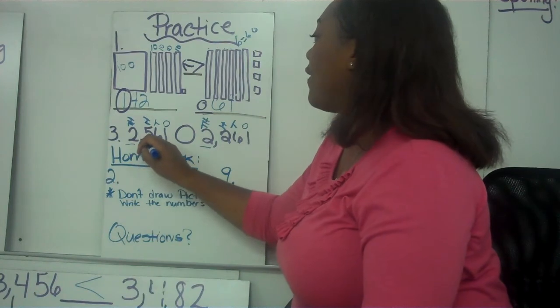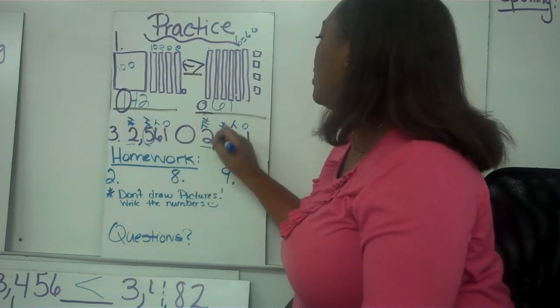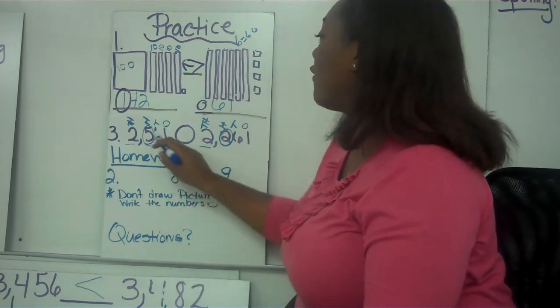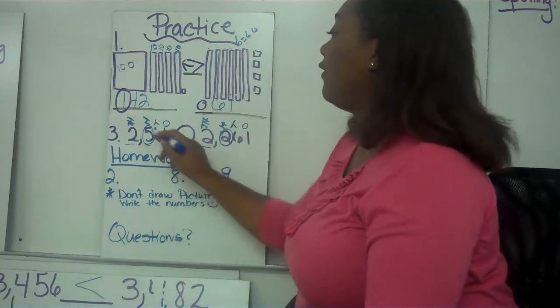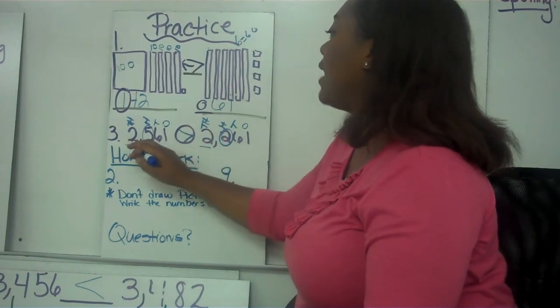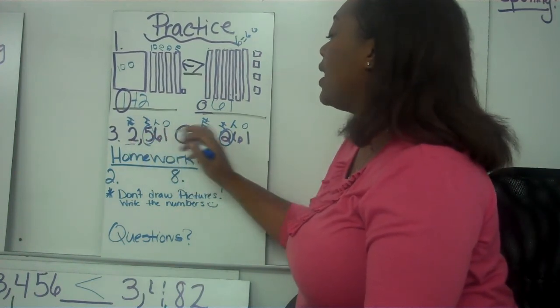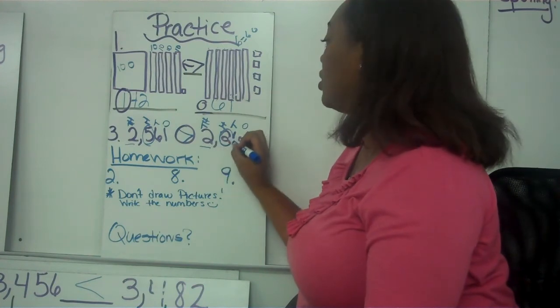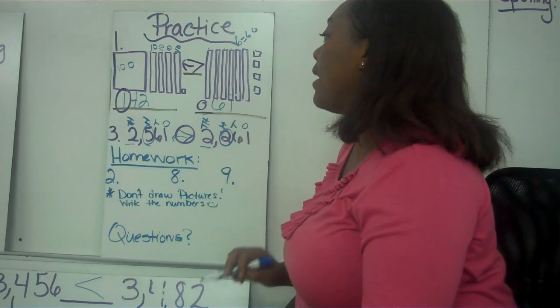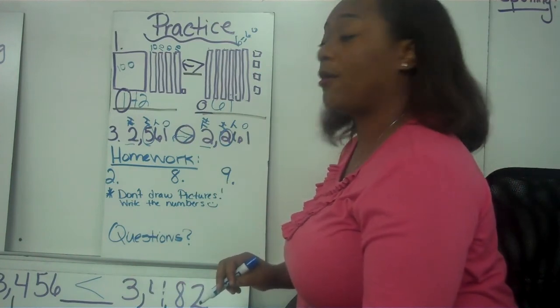I've got a 5 and a 2. 2 different numbers, so I can compare them. Which one's greater, 5 or 2? If you said 5, you're correct. So that means 2,561 is greater than 2,261. Remember, the alligator's mouth points to the larger number.